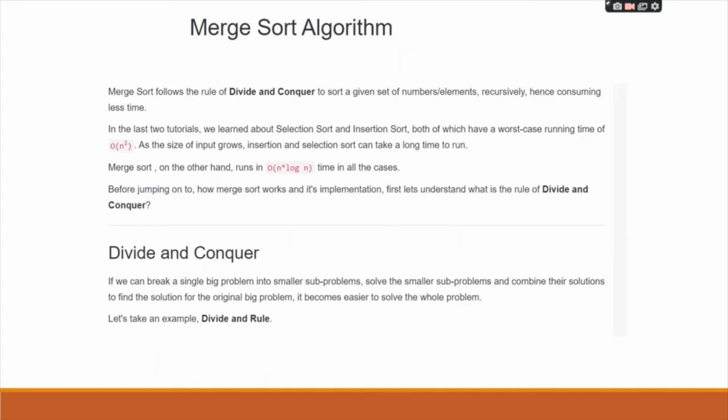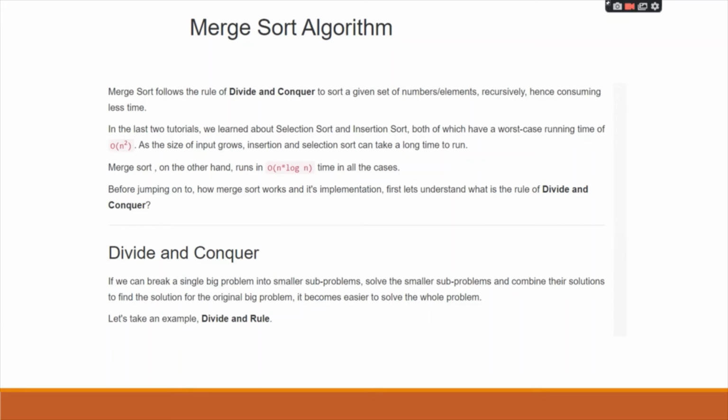So merge sort, on the other hand, runs in O(n log n). This is the time complexity: how much time does it require whenever there are n elements in the cases. So let us see, before jumping on to the merge sort algorithm, what is divide and conquer.